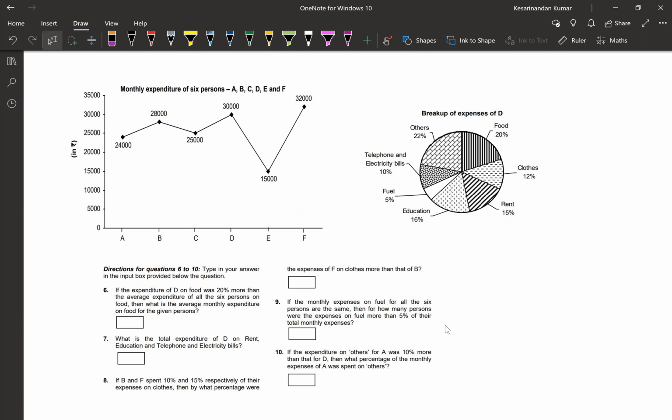It's given the monthly expenditure of 6 people A, B, C, D, E, F, and it is given the breakup of expenses of D, and you have to assume the ratio is almost similar, if not stated. That's it, what is given. According to it, whatever is being asked is to be calculated. There's no extra information provided.